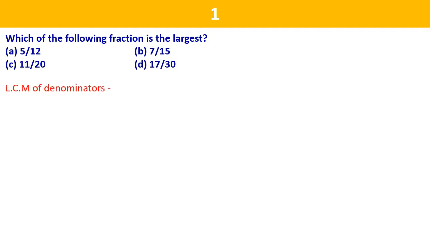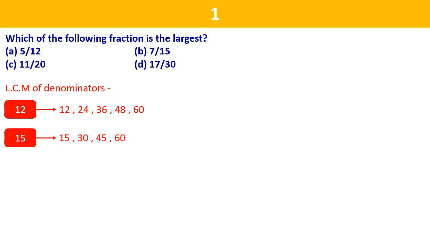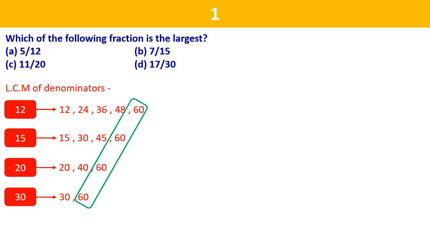The first denominator is 12. So the multiples of 12 are 12, 24, 36, 48 and so on. The second denominator, option B, is 15. So the multiples of 15 are 15, 30, 45, 60 and so on. The third denominator in option C is 20, whose multiples are 20, 40, 60 and so on. And the fourth denominator is 30, whose multiples are 30, 60 and so on. So the least common multiple of all the 4 denominators here is 60.